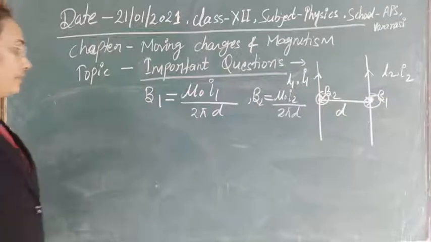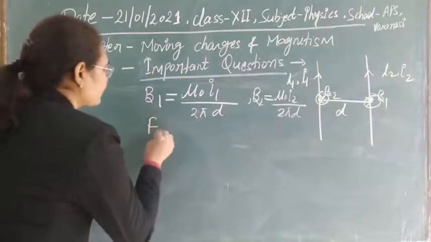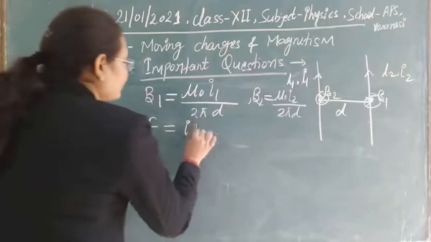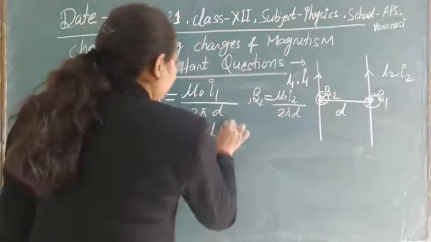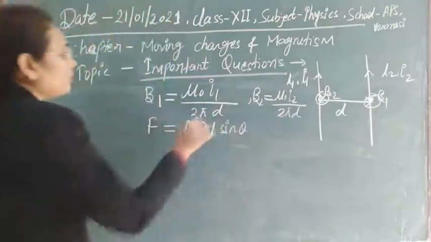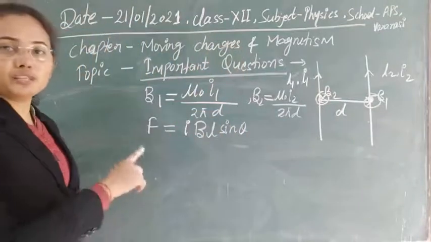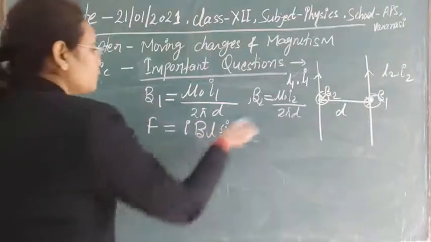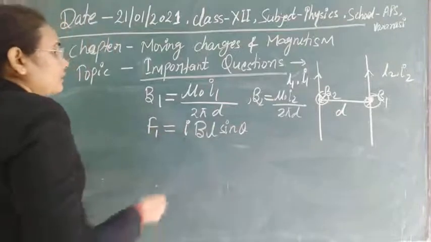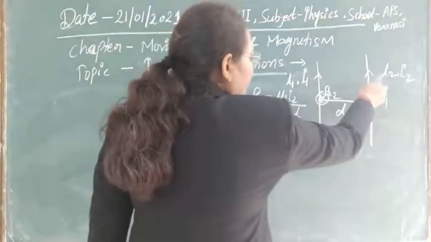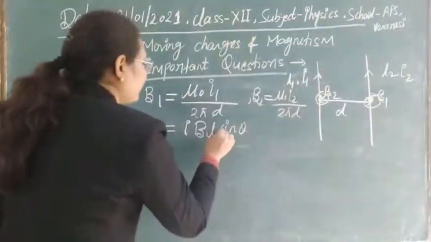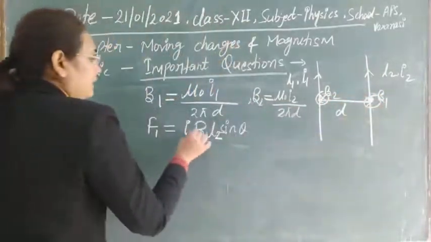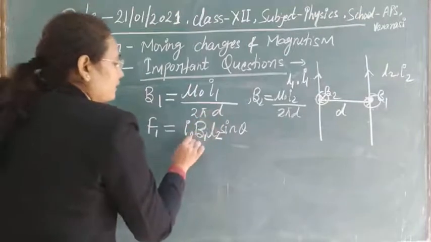And now we know that the value of F is given by I B L sin theta. So with the help of this concept we can easily find the value of the force produced due to the first current carrying wire or the second current carrying wire. So due to the first current carrying wire, consider the force developed in this conducting wire, which has length L2. Here the magnetic field produced is B1, and the current flowing here is I2.